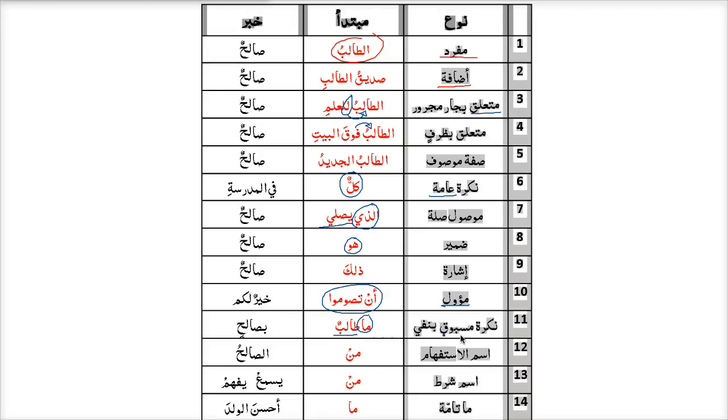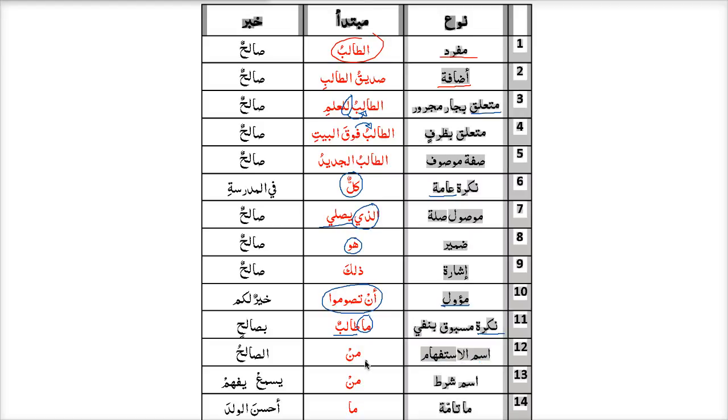Okay, ma talibun. So talibun is a nakira. It's a nakira, not a ma'rifah. And ma is negating, so not. So a student is not pious. Ma talibun bisalihin. A student is not pious. So sometimes you can have mubtada as being a nakira, like we had over here. Kullu.